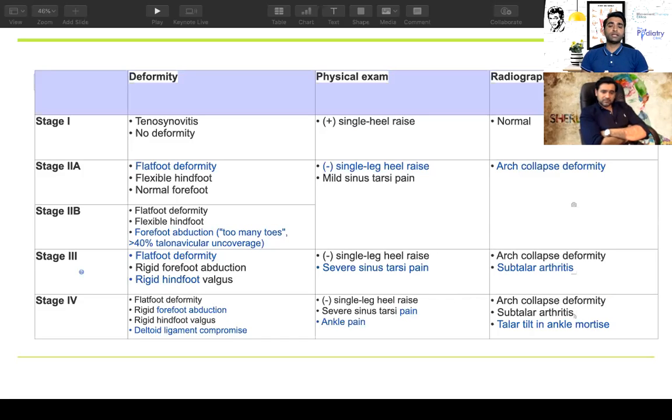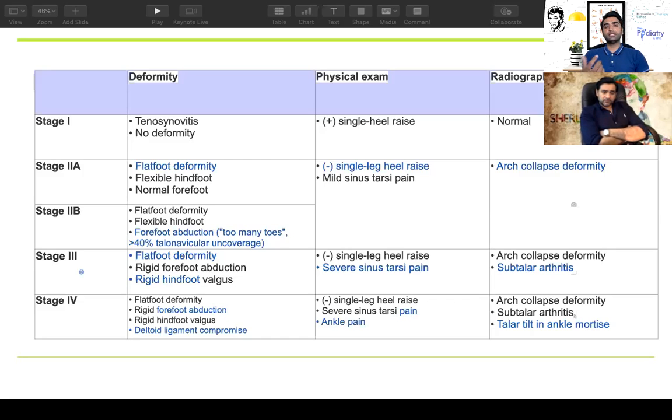Radiograph is absolutely normal, so you're not going to see any bony changes going on in the foot, because that's in stage 1. Anything you'd like to add to stage 1? No, that's right. Stage 2, kind of divided into 2A and 2B.